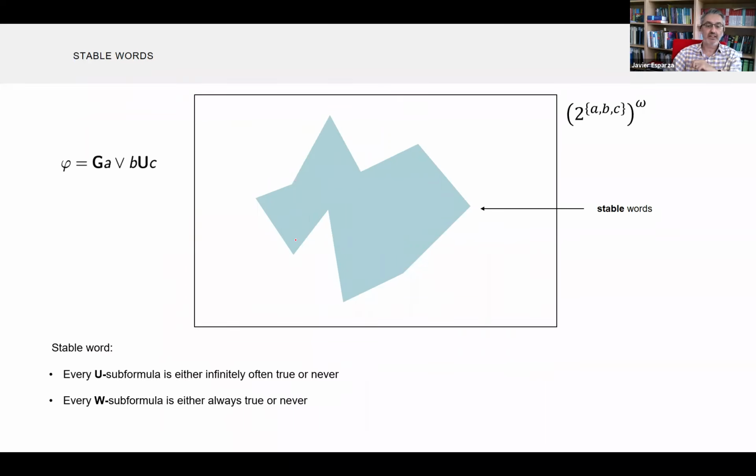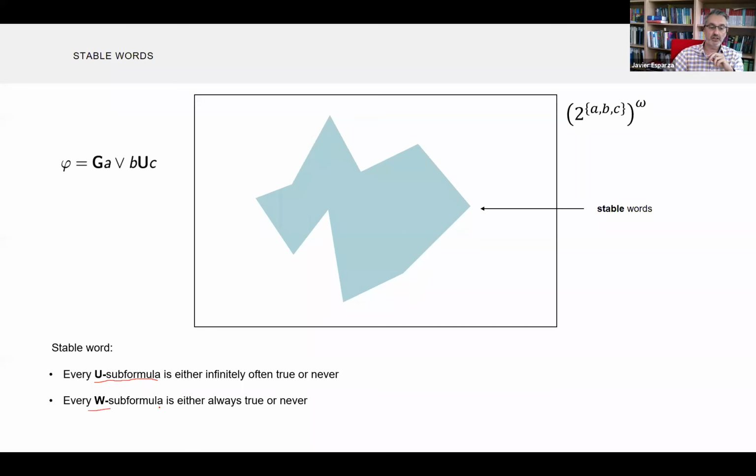Well, the idea is that imagine that you take an until subformula. And it can hold infinitely often or finitely often. If it holds finitely often, it might hold 0 times, 1 time, 2 times, 3 times. The idea is that one of the two conditions for the word to be stable is that it holds either infinitely often or never. So it is 0 or infinitely often, okay?